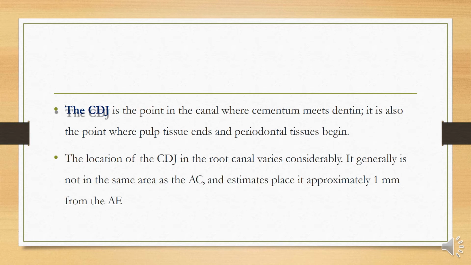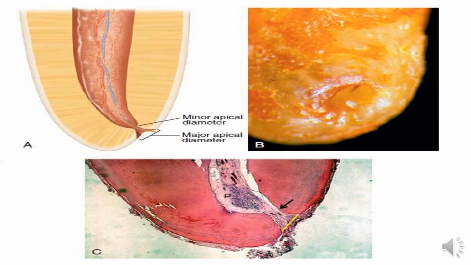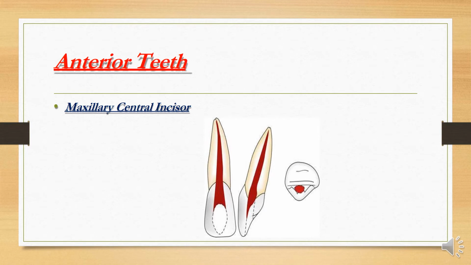The cemento-dentinal junction is a portion where the cementum and the dentin meet. It is a point where the pulp tissue ends and the periodontium tissue begins. The cemento-dentinal junction is generally the same area as the apical constriction, and it is 1 millimeter short of the foramen. So this is the minor apical diameter, and this is the major apical diameter. The minor apical diameter is also called the apical constriction, whereas the major apical diameter is also called the apical foramen.